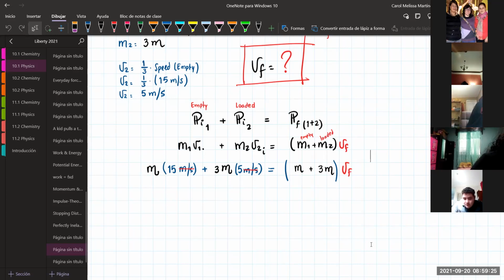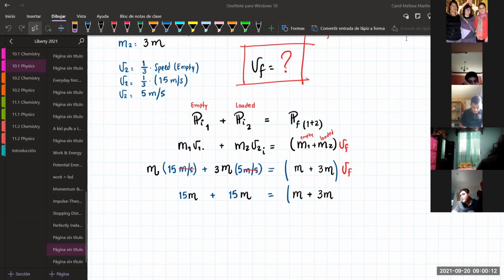M times 15 is going to give me 15m plus, okay, 3m times 5 is gonna give me also 15. But I also need to write the variable. All this is equal to what I have in the right. Okay?